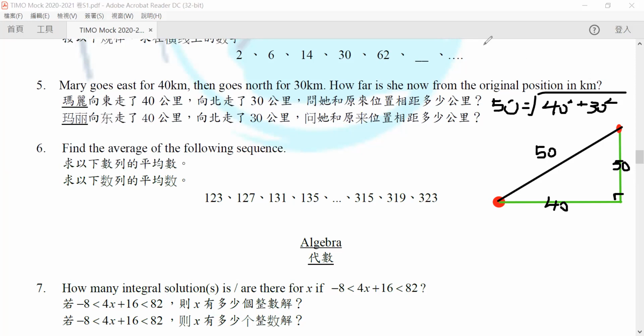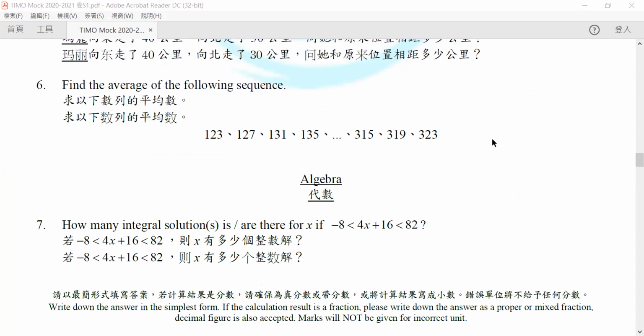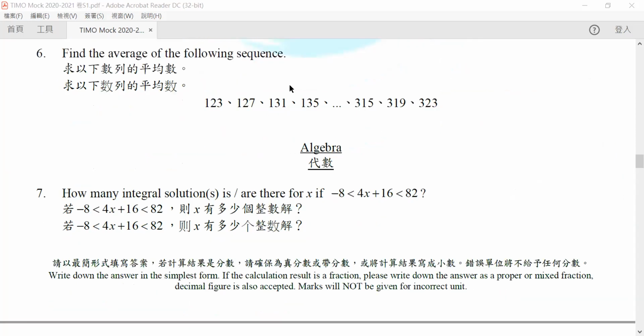All right. Now, let's go to question 6. Find the average of the following sequence. Now, again, if we've seen a lot of numbers, we ask, what is the difference in addition numbers? We want to find the pattern first. So now, in here, we know that the difference between two addition numbers is 4, 4, 4, and 4. So this is actually an arithmetic sequence.